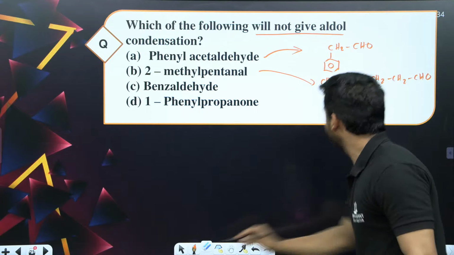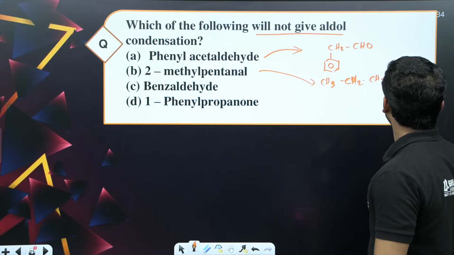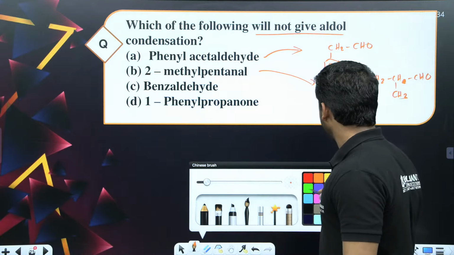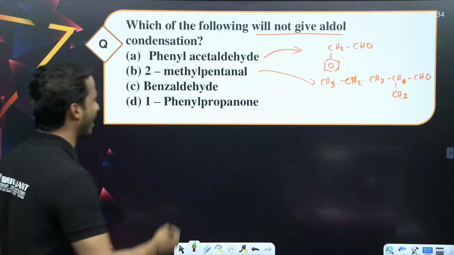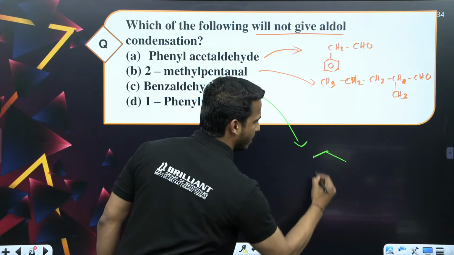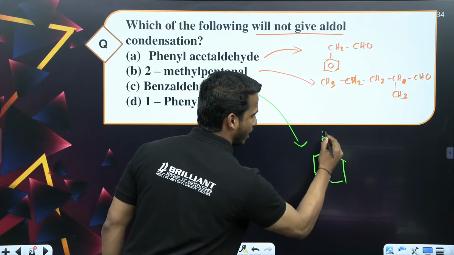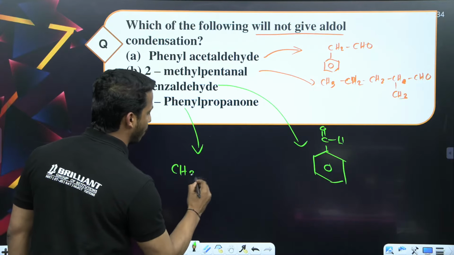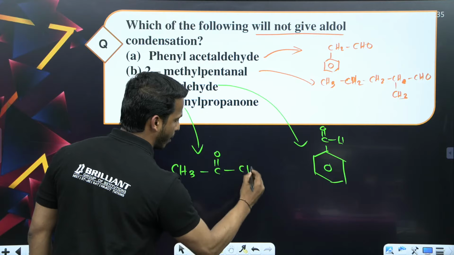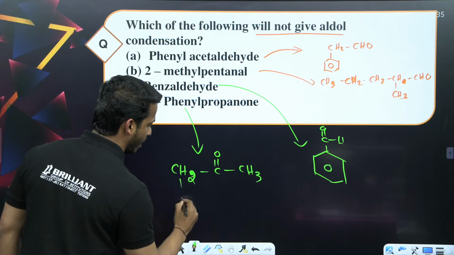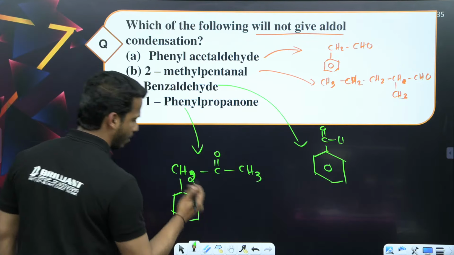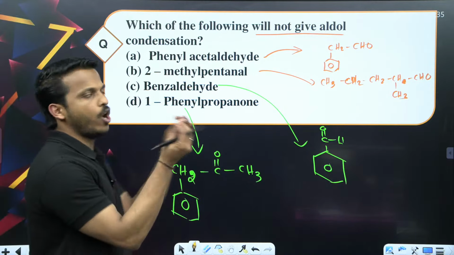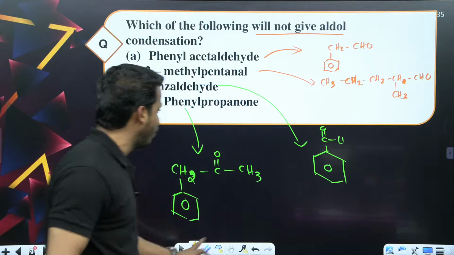This CH3, 2-methylpentanol. Okay. What about benzaldehyde? Benzaldehyde you know very well: benzene with CHO. And 1-phenylpropanone. You know this is propanone, and at the first position there is a phenyl ring. So here you see, dear all, which of the following does not contain an alpha hydrogen? That is what we want to check here.